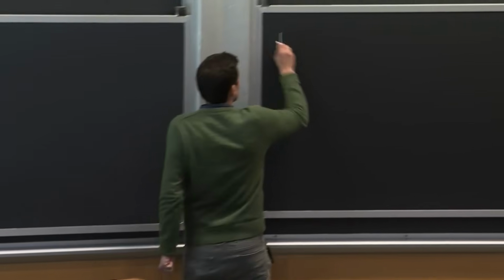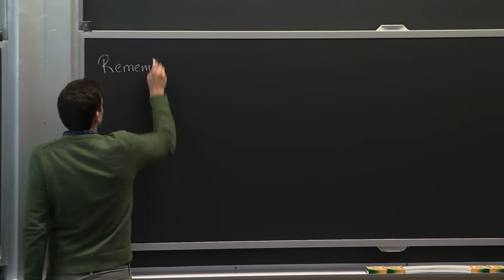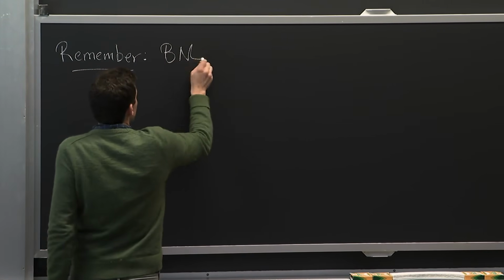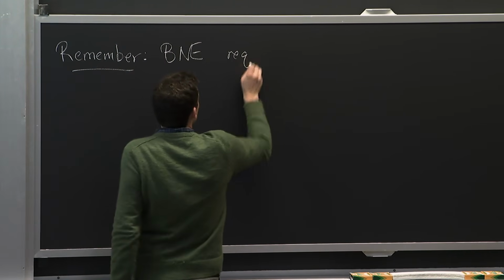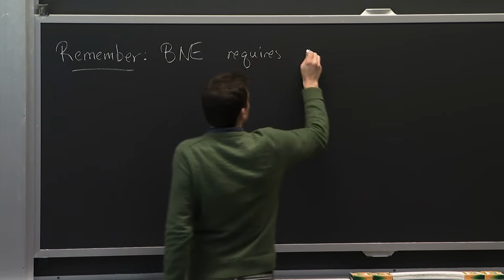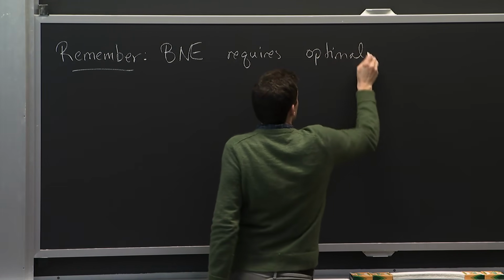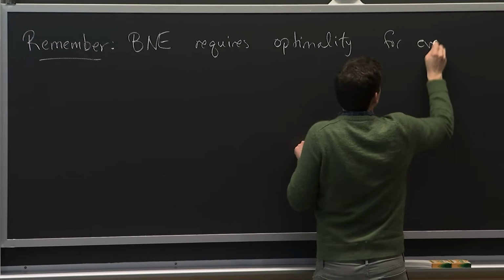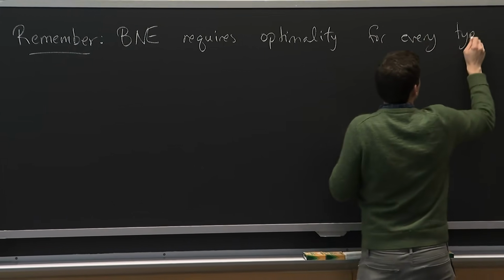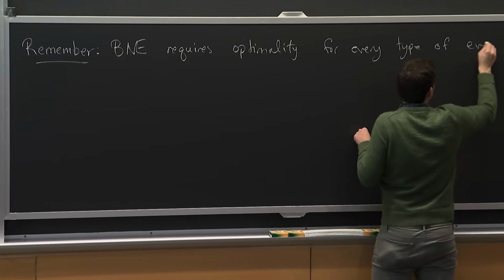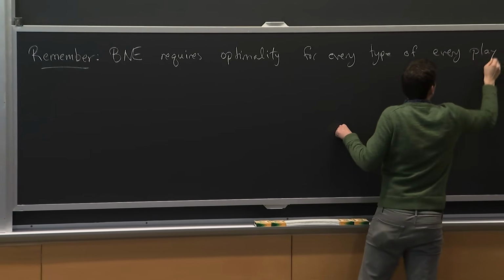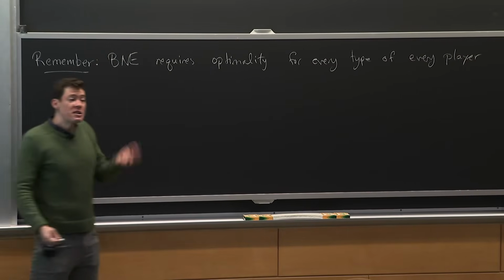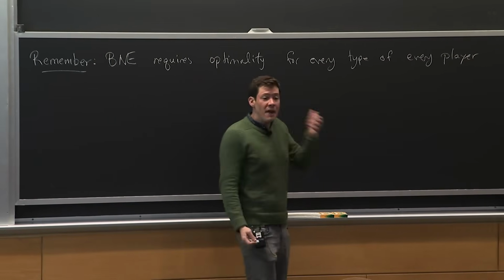So remember, BNE, Bayesian Nash Equilibrium, requires optimality for every type of every player. And that means we're going to have a different equation, a different optimality condition for every type of every player that says that type is behaving optimally.